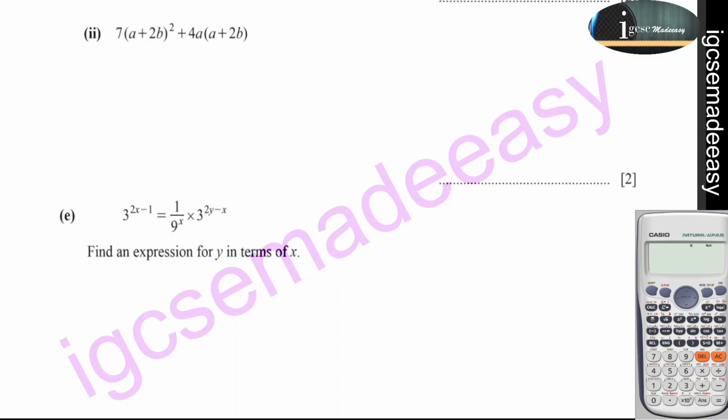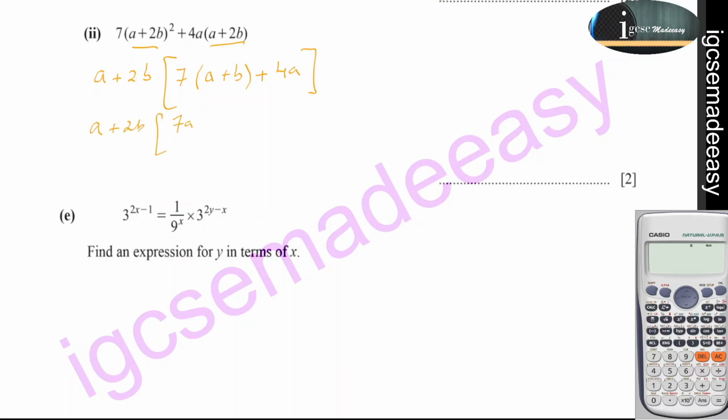Part 2, factorize again. Here you can see a plus 2b and a plus 2b are common, so we'll take it out. So if I take a plus 2b out, I'll be left inside with 7 into a plus 2b, because it's a square, so 1 a plus 2b is taken out, so 1 will be left inside, plus over here with 4a, nothing will be left because already a plus 2b is taken out.